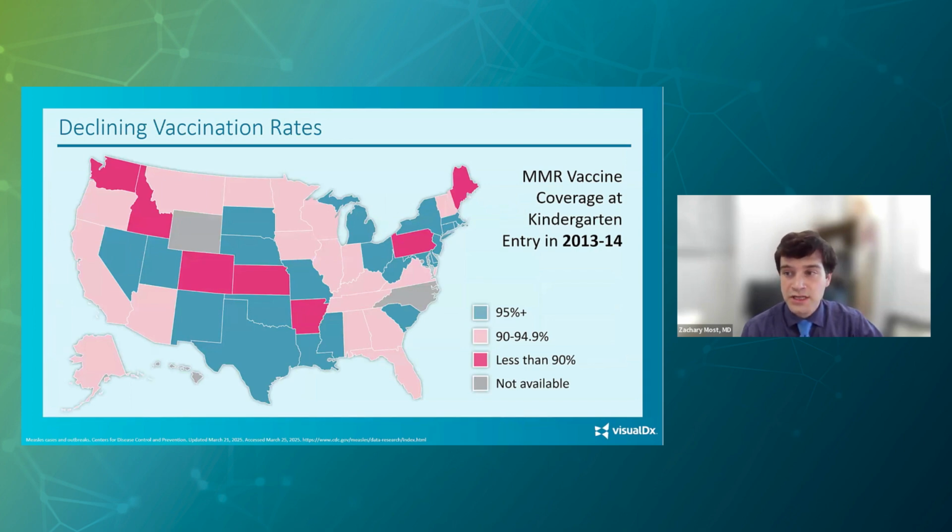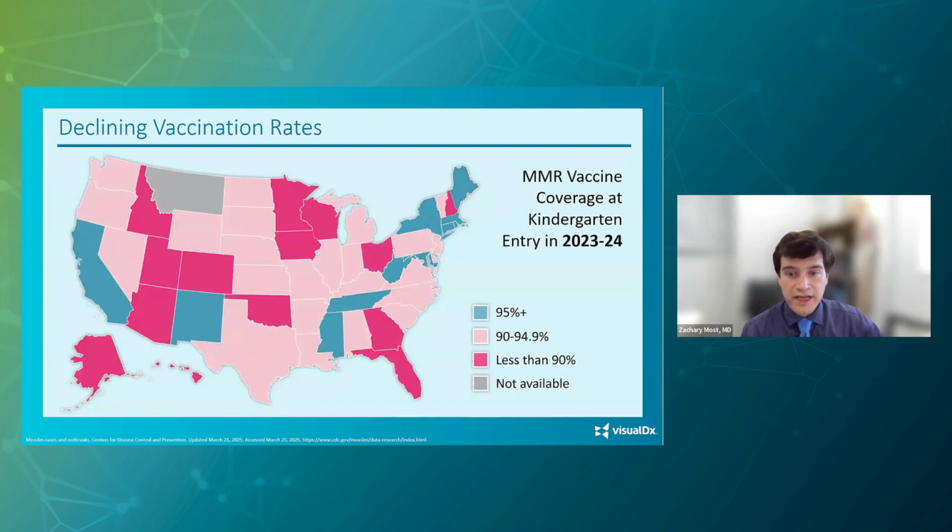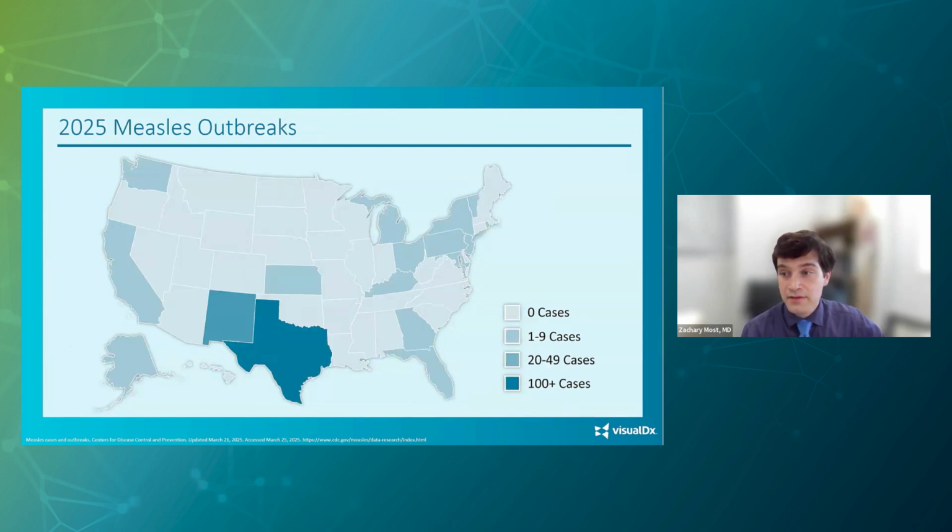This data comes from the CDC and shows MMR vaccine uptake at kindergarten entry per state in the United States, from 2013-14. In this figure, blue states are good, meeting the target threshold of 95% or more of kindergartners having received measles vaccine. But if we fast forward 10 years, there's a lot less blue on this chart. Very few states are now meeting the goal threshold of 95%. This has made many pockets of the country more susceptible to measles outbreaks, and has led to the current outbreak that we're seeing now.